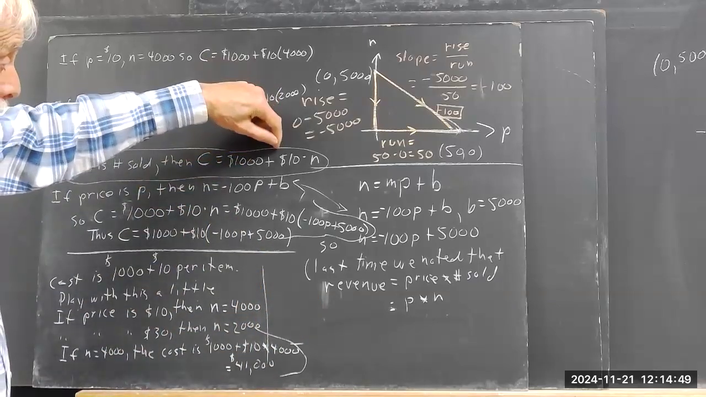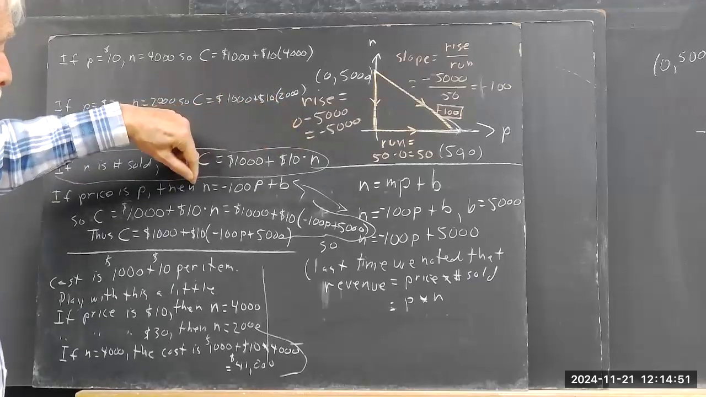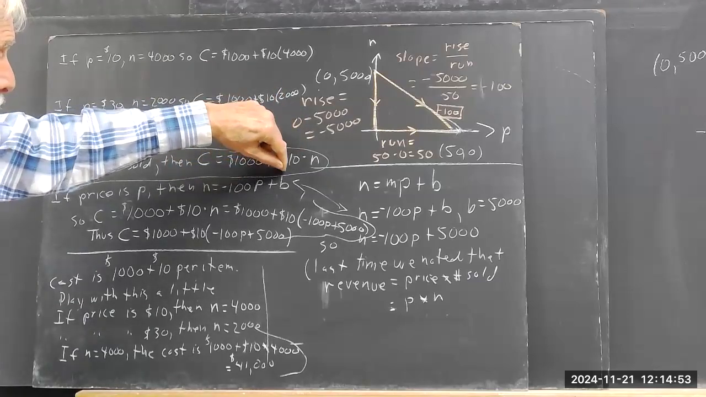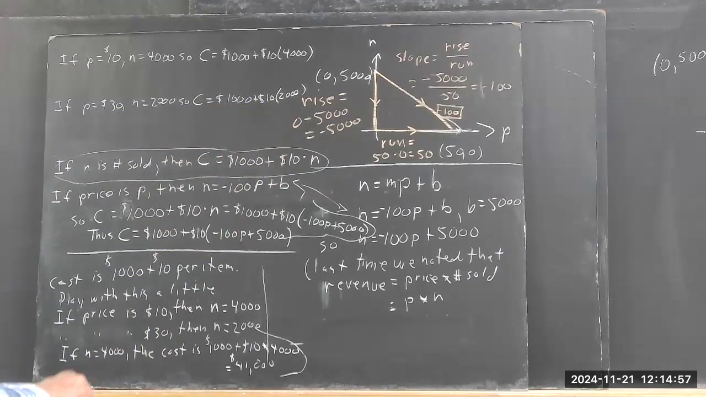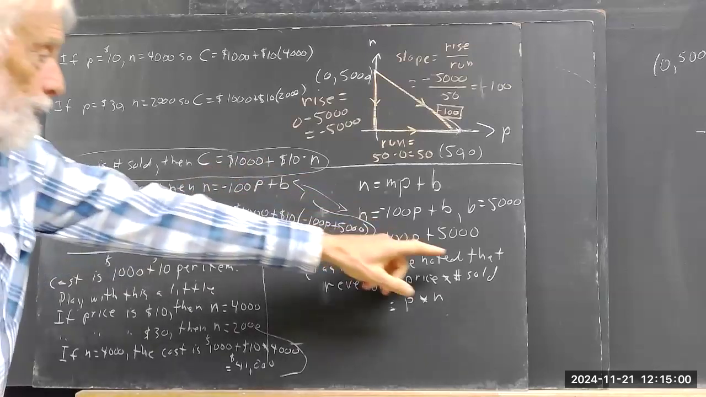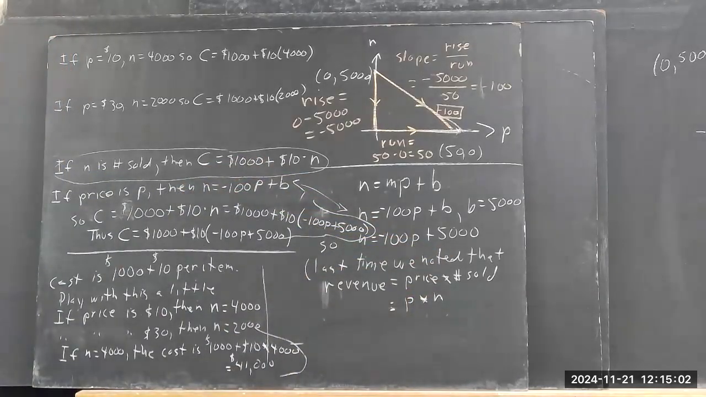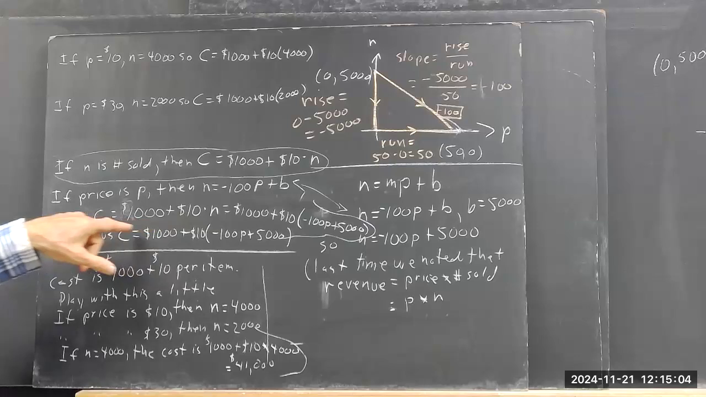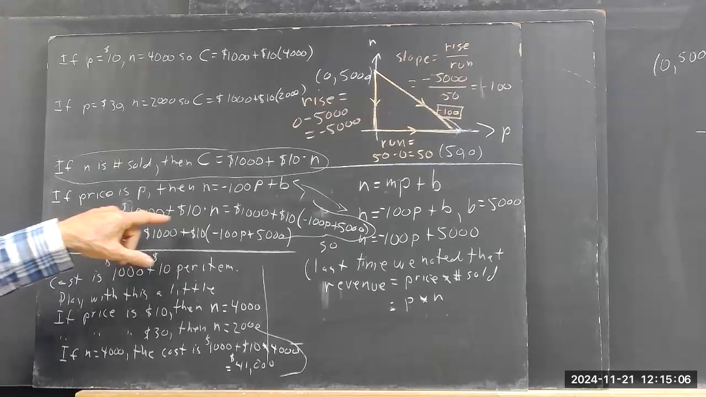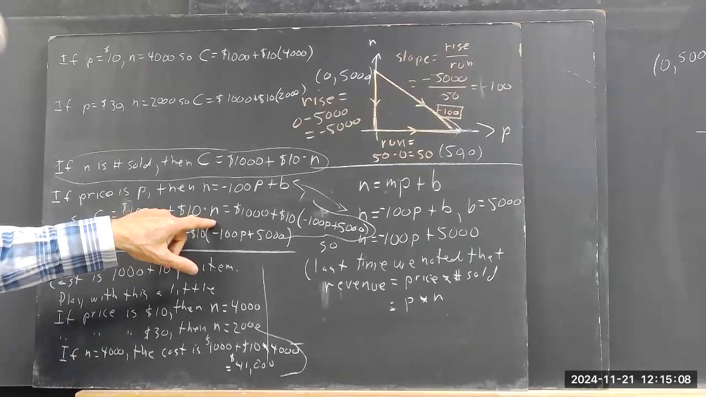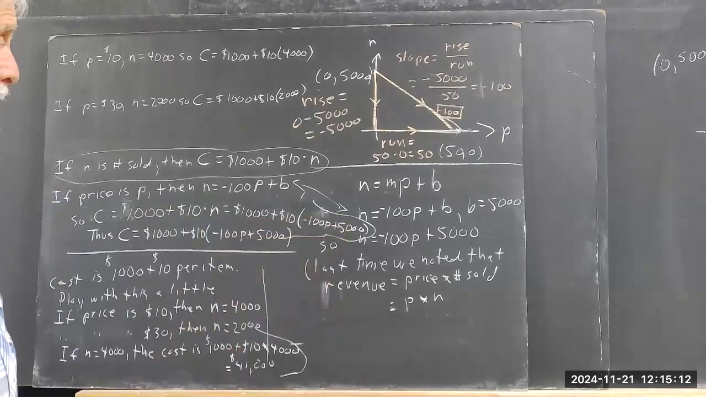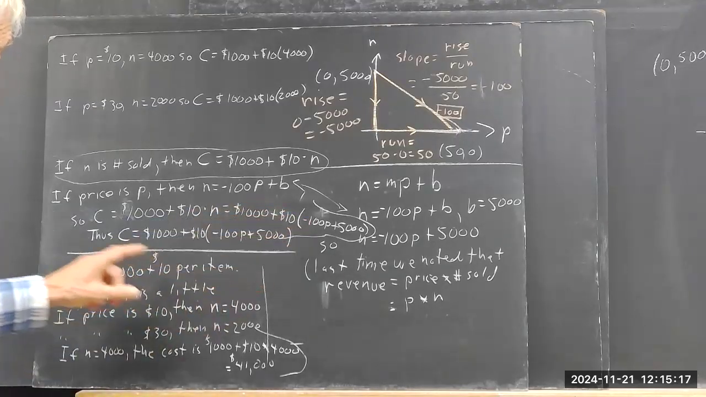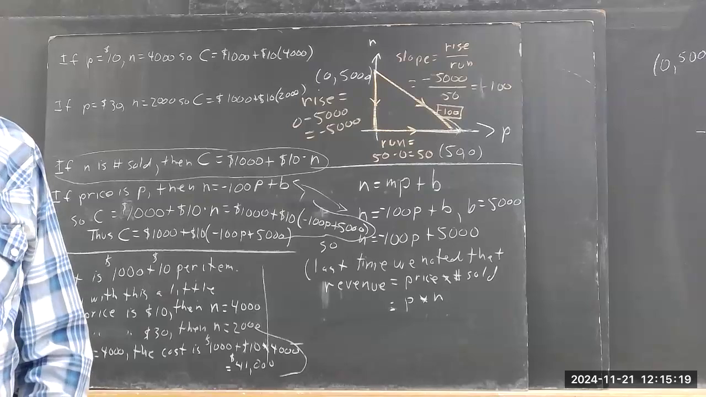Cost is 1,000 plus $10 times N. N is negative 100 P plus B, and we've determined that B is 5,000. So now we're going to say the cost is $1,000 plus $10 times N. N is negative 100 P plus 5,000. Put all that together, here's a cost function.